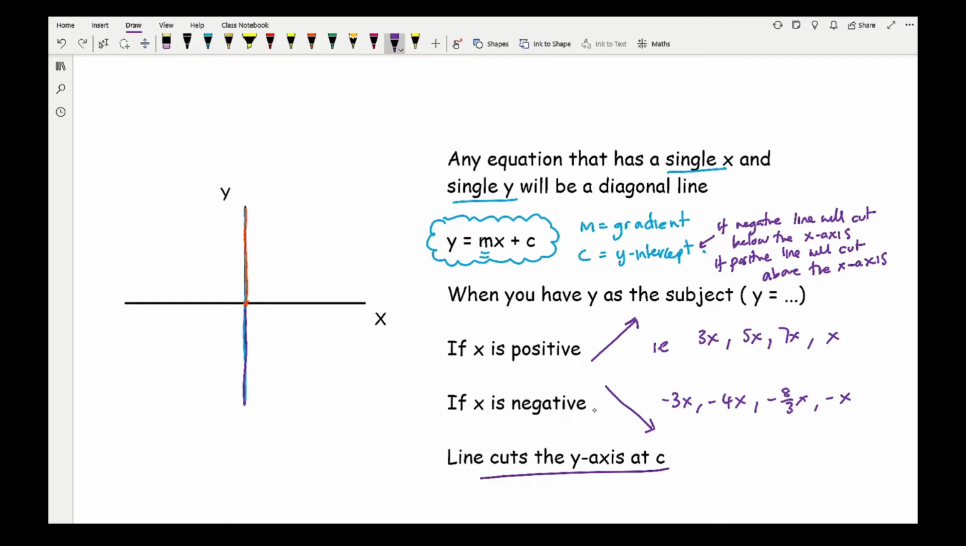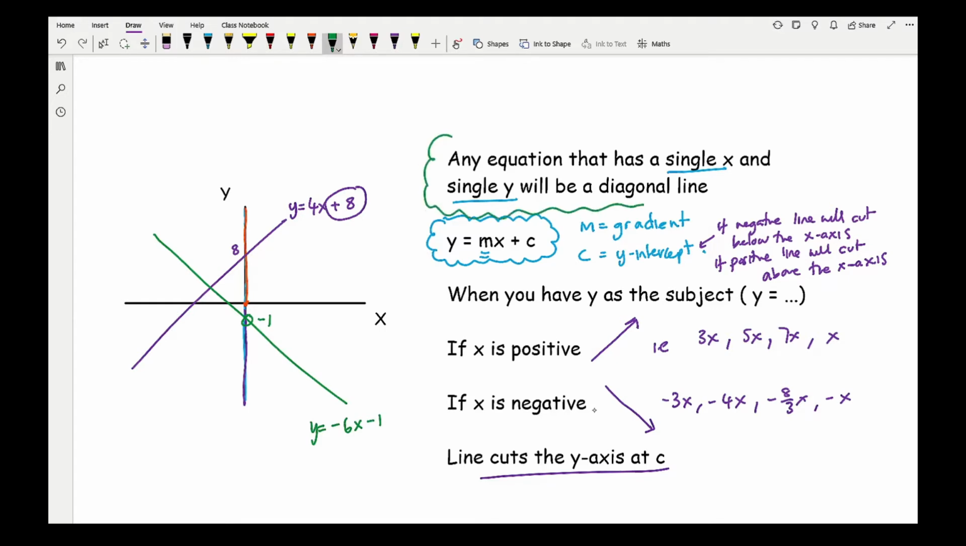So for example, if I drew this purple line, this is going to have a positive x, so I could say it's got 4x. And if this number here is 8, then that's going to be plus 8. If I drew a diagonal line going in the opposite direction, so like here, then this is going to have a negative gradient, so let's say minus 6x. And if this value here was, let's say, minus 1, then this number here would be minus 1. So any equation that has a single x or a single y will always be represented by a diagonal line. And then depending on how far you want to take what it should look like, that's when you need to start looking at the gradients, and you need to start looking at the y-intercept and start focusing on y equals mx plus c.